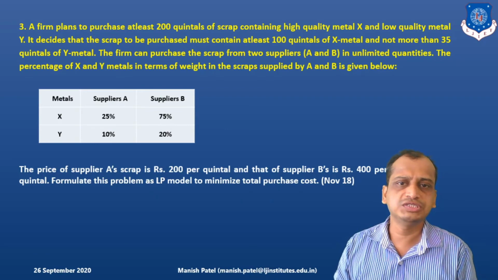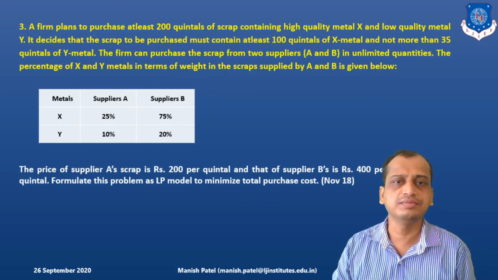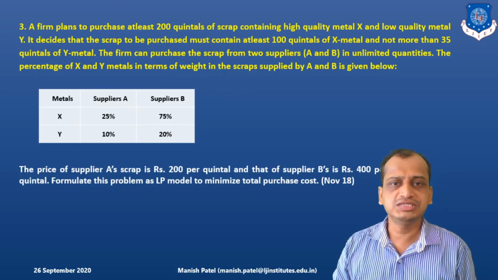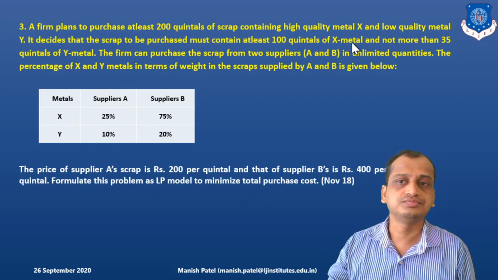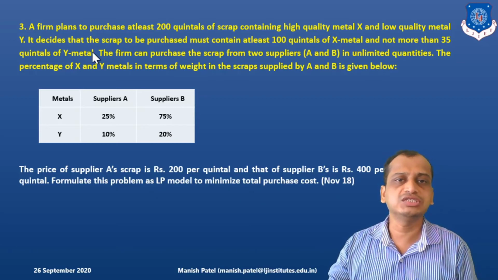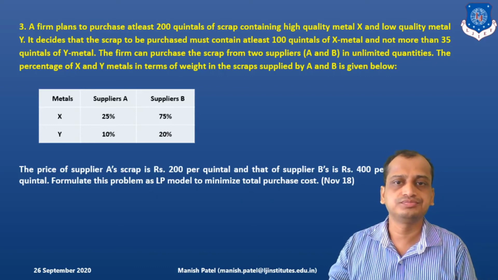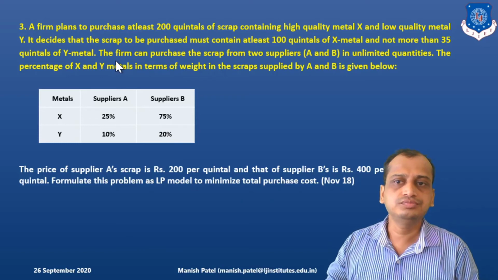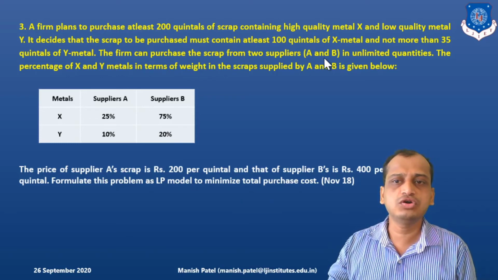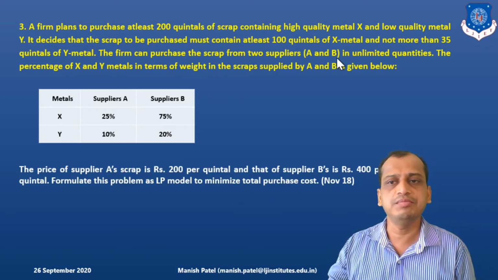A firm plans to purchase at least 200 quintals of scrap containing high quality metal X and low quality metal Y. Now the purchase of scrap, here you can see the constraint is given: at least 100 quintal of X and not more than 35 quintal of Y. So these two are the constraints for X and Y metal. Another constraint is that the firm can purchase the scrap from two suppliers, A and B.